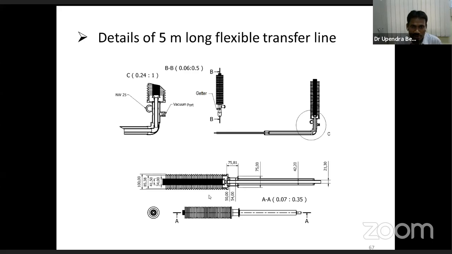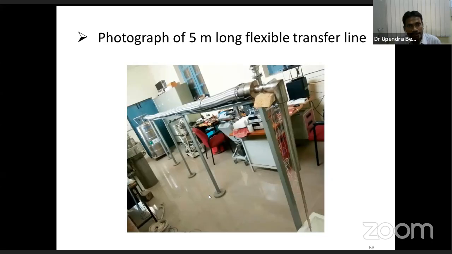So the total diameter of this 5 meter long flexible line comes to around 102. And this shows the photograph of the 5 meter long flexible transfer line. You can see the point, the bayonet extension, where it is connected to the dewar for transferring liquid, and this is the end where the liquid is collected. We have done studies for liquid nitrogen flow, and it is working fine for nitrogen, and it will be very useful for liquid helium application also.